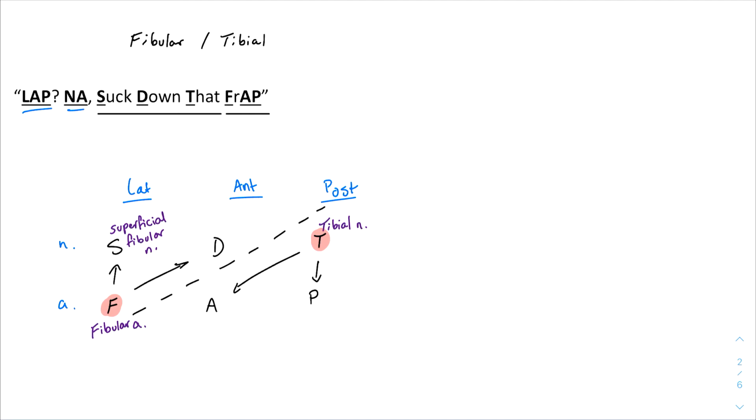Now, the F is again pointing at the D, and the D is in the nerve row, meaning the D stands for deep fibular nerve. Next, we can do the same for the tibial side. So, of course, we have the tibial nerve, and the T is pointing at an A and a P, where A is anterior, meaning it's the anterior tibial artery, and the P is for posterior, meaning it's the posterior tibial artery. And now we can erase the single letters and the arrows.